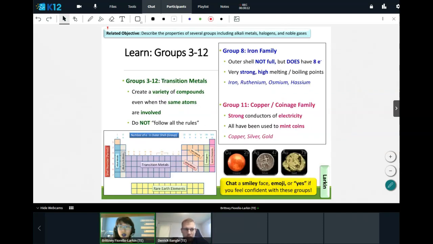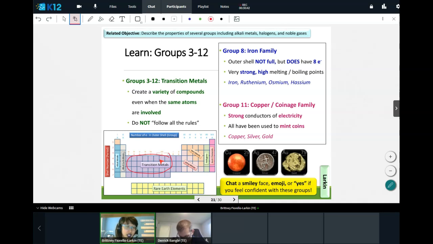All right, so groups 3 through 12 are kind of the weird elements of the periodic table. These are what are called the transition metals. You can see them down here. They're kind of the shorter columns, the ones that are tinier. The reason that they're the weird groups is because they can create a lot of compounds even if you have the same exact atoms involved. So for example, iron can bond with oxygen in multiple ways. Even though they're the exact same atoms, they're going to bond in different ways, which is not true with a lot of our other elements.